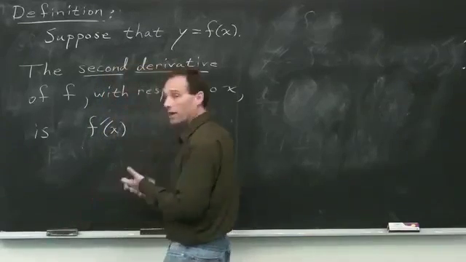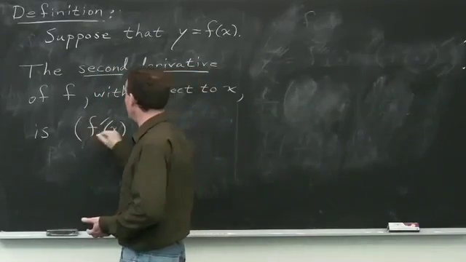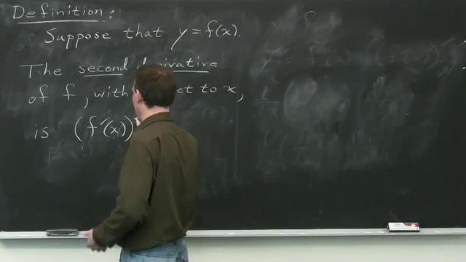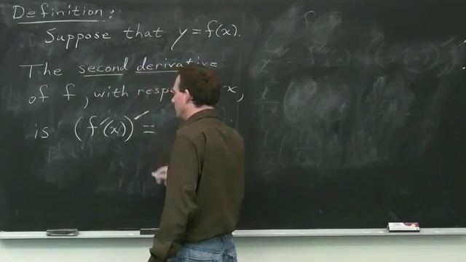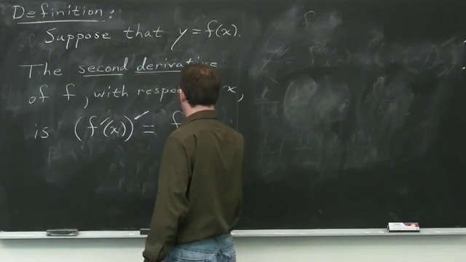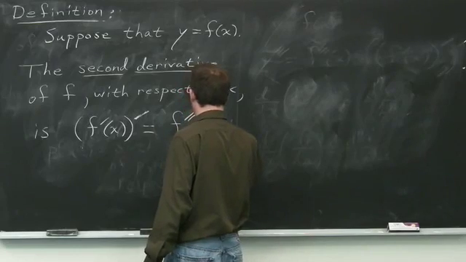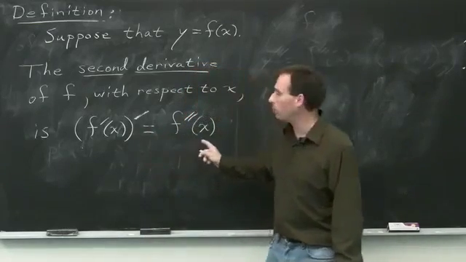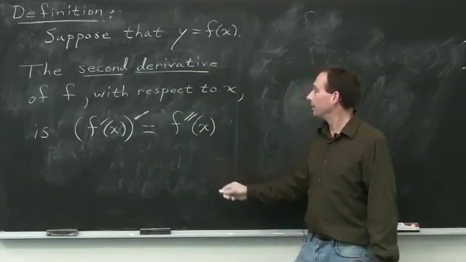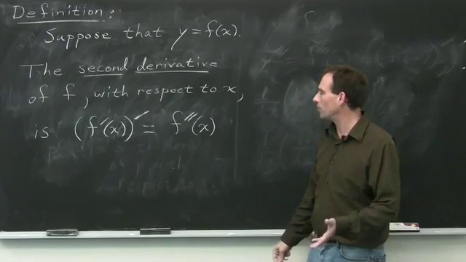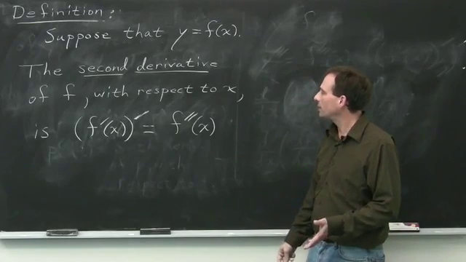So you take the derivative of f with respect to x, and then you take another derivative of that with respect to x. The notation for that, we usually put the two primes right here and read this f double prime of x. F double prime of x, the second derivative of f with respect to x.